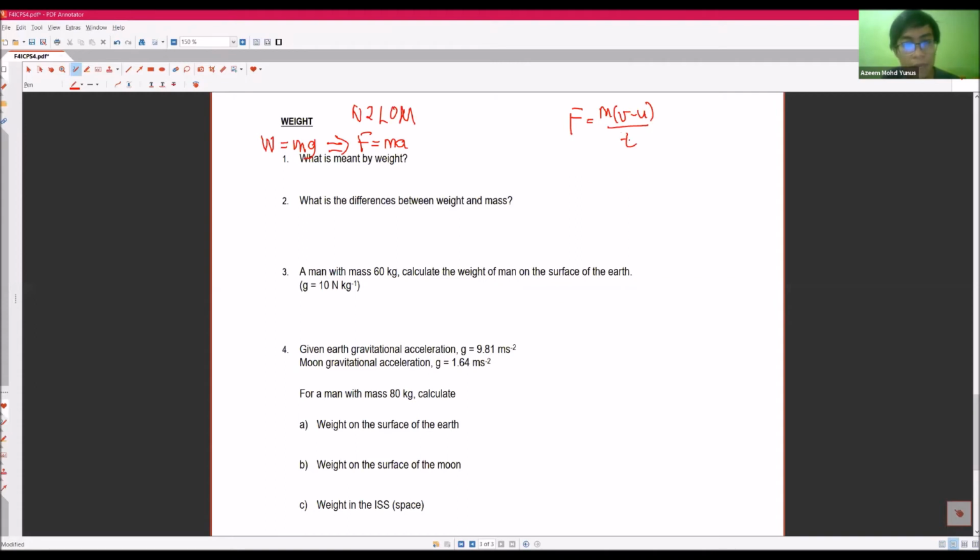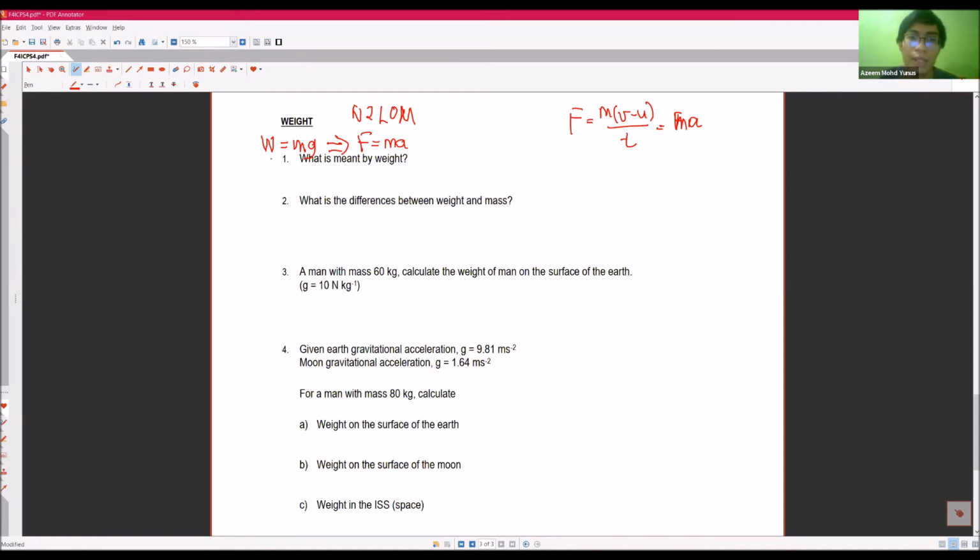Here it comes from the impulsive force formula basically, but we change it into F equal to ma. Because (v minus u) over t is acceleration, thus it becomes F equal to ma. So we have to be careful here because we cannot define it that way: F equal to ma comes from this formula first, and then this formula comes from Newton's second law of motion.